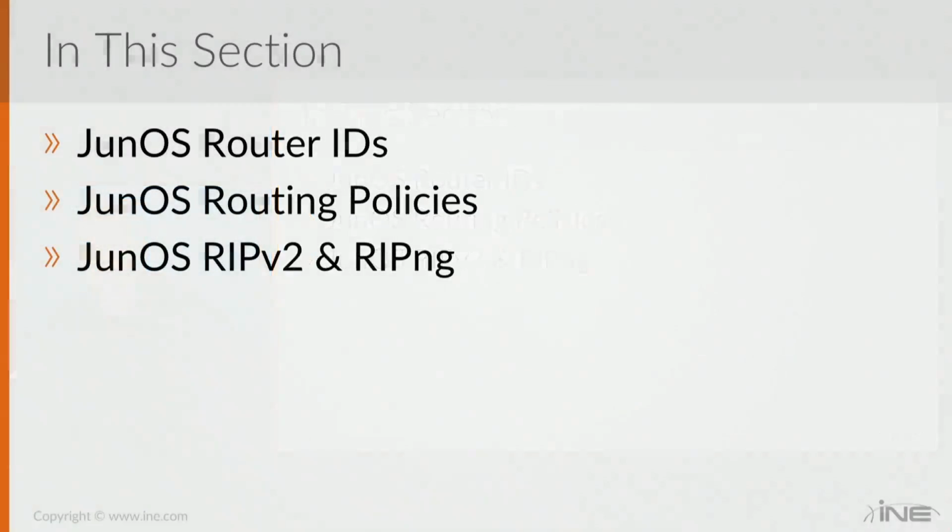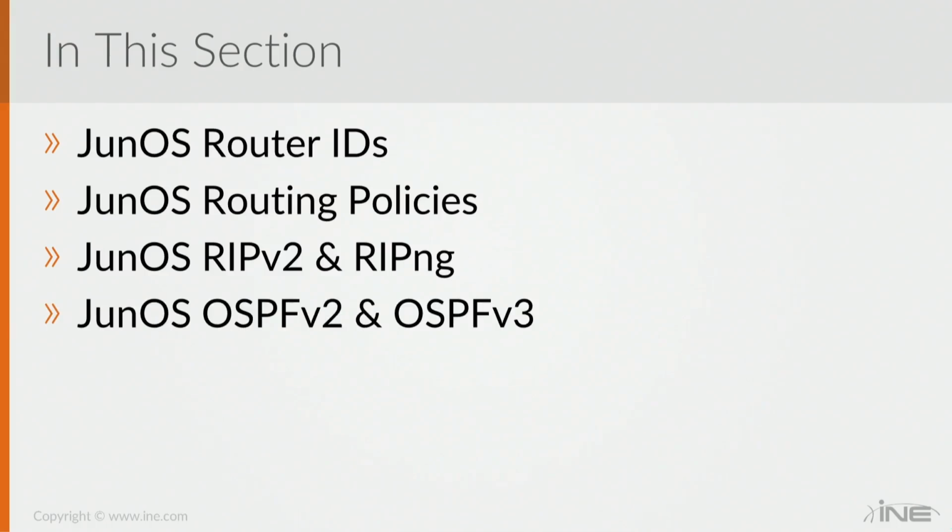Then we'll talk about RIP routing in IPv4 with RIP version 2. We'll talk about RIP routing in IPv6 with RIP-NG. Then likewise OSPF v2 and OSPF v3 for IPv4 and IPv6 respectively. And then finally ISIS routing both for IPv4 and for IPv6.